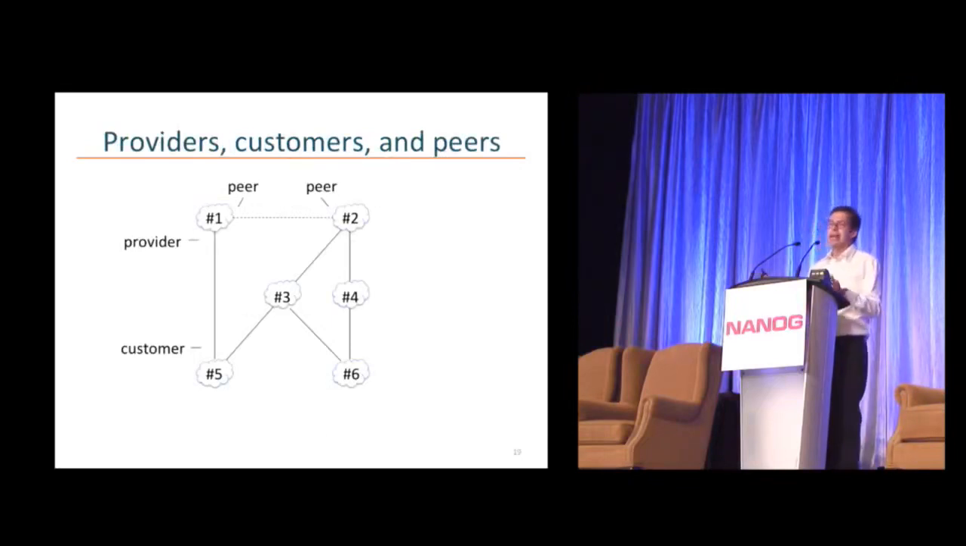I will exemplify the filtering strategy with this simple network with 6 nodes. Nodes represent ASs and lines represent adjacencies. A solid line represents the provider-customer adjacency with the provider always above the customer. A dashed line represents a peer-peer relationship. AS1 and AS2 are peers. AS1 is a provider of AS5.